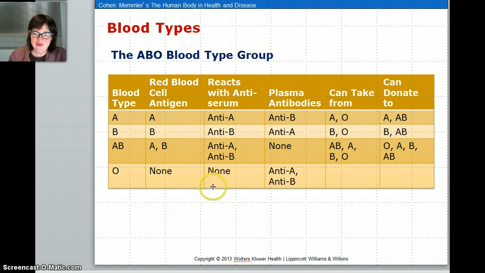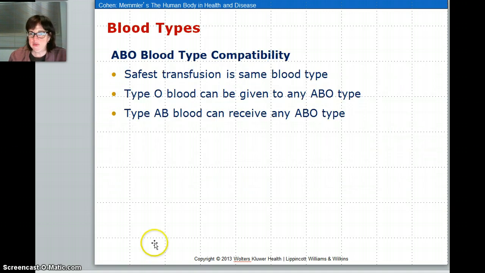This is pretty confusing, but the best way to do it is to remember who can donate to whom. The safest transfusion is to get the same blood type. O is the universal donor. It can be given to anyone, A, B, or O. And AB is the universal receiver.